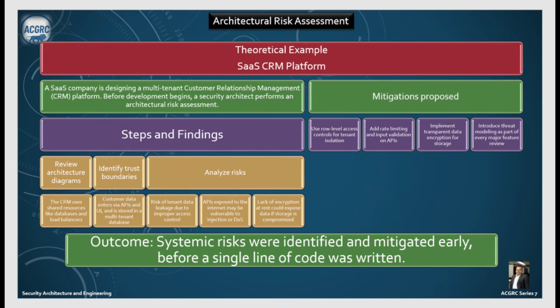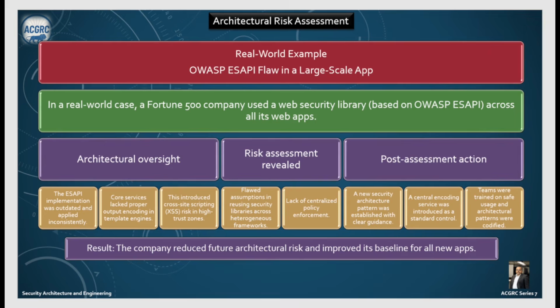The mitigations proposed are using row level access control for tenant isolation, adding rate limiting and input validation on APIs, and implementing transparent data encryption for storage. And last, introducing threat modeling as part of every major feature review. The outcome: systemic risks were identified and mitigated early on, before a single line of code was written.